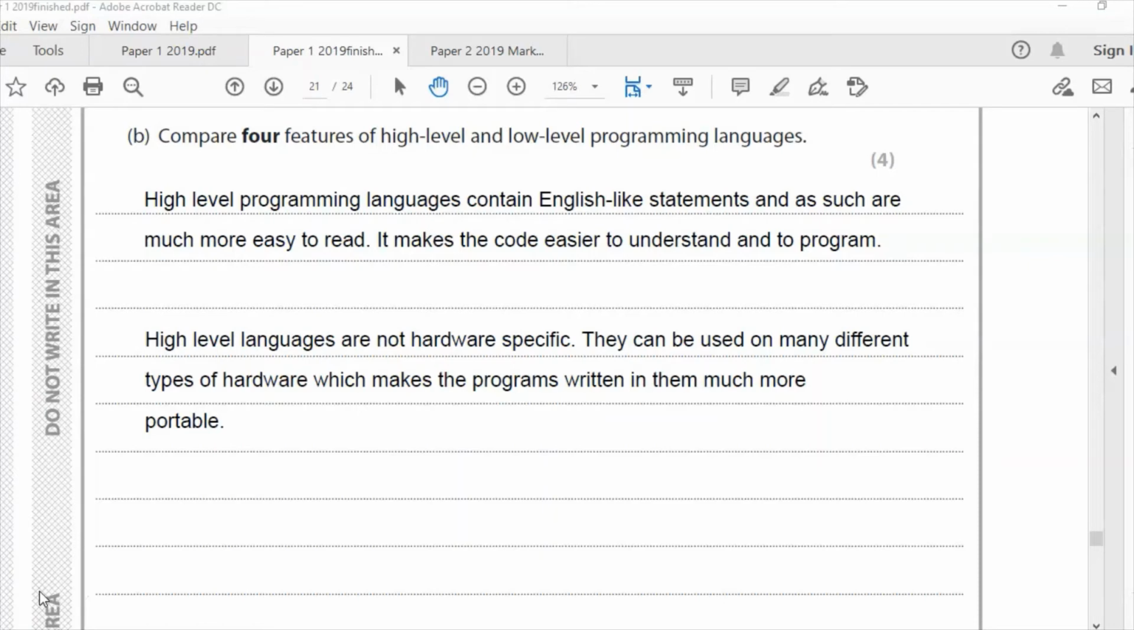High-level languages are not hardware-specific. They can be used on many different types of hardware, which makes programs written in them much more portable. When you program machine code, you're programming the hardware, and as such it isn't portable. You cannot move it to another piece of hardware, another CPU. You're programming the CPU, so it is hardware specific. When you write a program in Python, you can transfer it to many different computers and run it there. It isn't hardware specific.